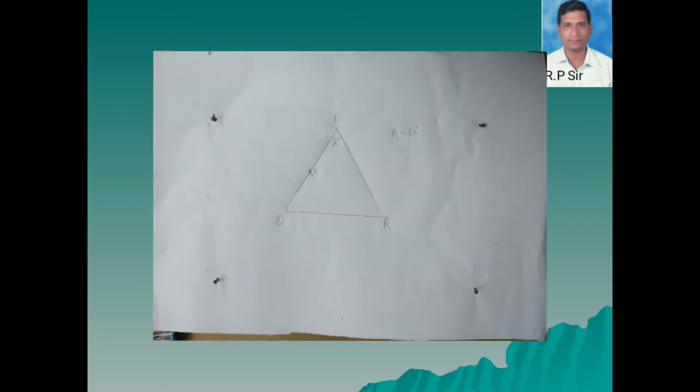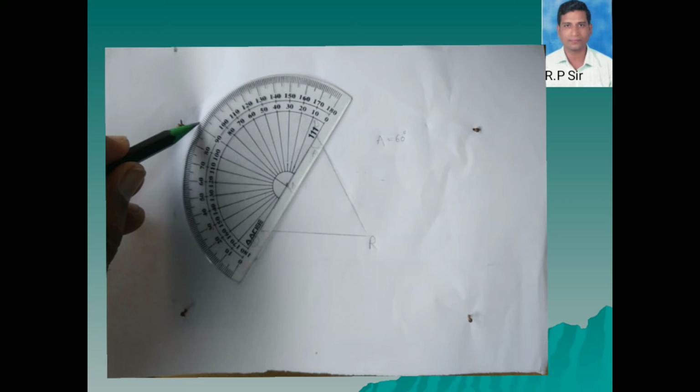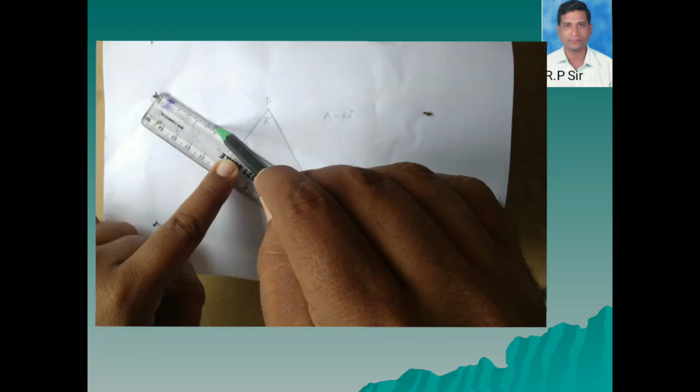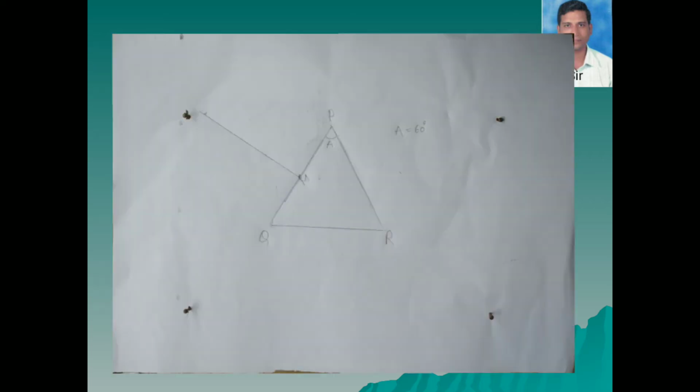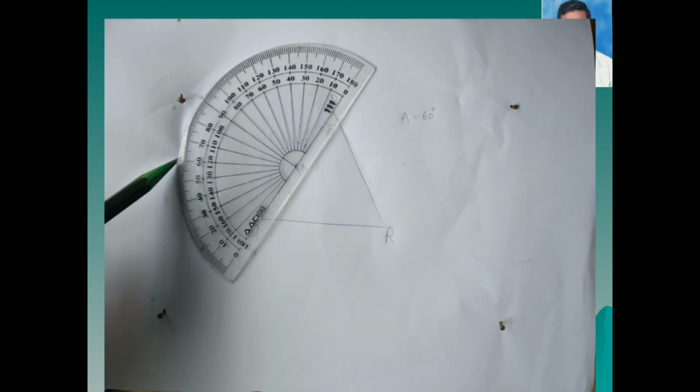Mark a point on PQ. Name it as capital M. Place center of protractor at M. Mark an angle 90 degrees. Draw a line up to M. Now this line is normal to PQ at M.